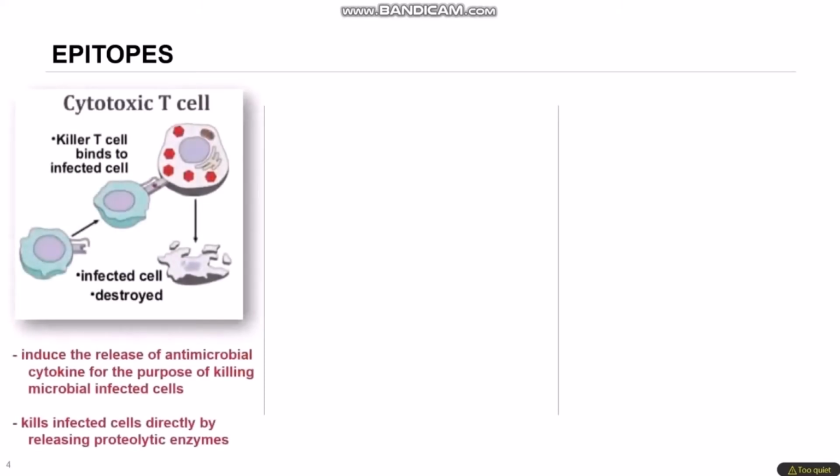CD8 plus T cells, or cytotoxic T lymphocytes, are the ones that recognize the degraded fragments of the viral proteins on the surface of infected cells that are presented by the class 1 MHC. They induce the release of antimicrobial cytokines for the purpose of killing microbe-infected cells, and they kill infected cells directly by releasing proteolytic enzymes.